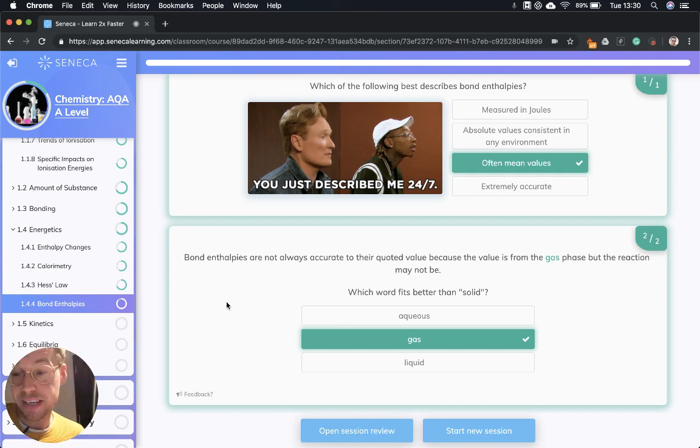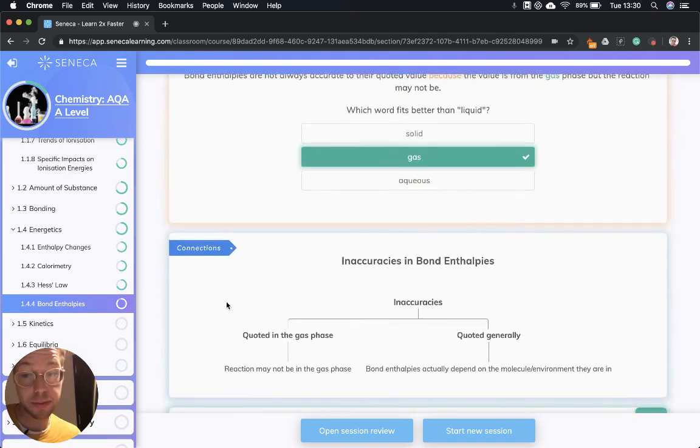So that brings us to the end of this very quick run through of bond enthalpies. Hope everything made sense. Key things I would take away from this are that there are two important inaccuracies in bond enthalpies. One, they are quoted in the gas phase and our reaction might not be in the gas phase. And two, they're quoted generally. Bond enthalpies actually depend on the molecular environment they are in, but they can be a useful guide.